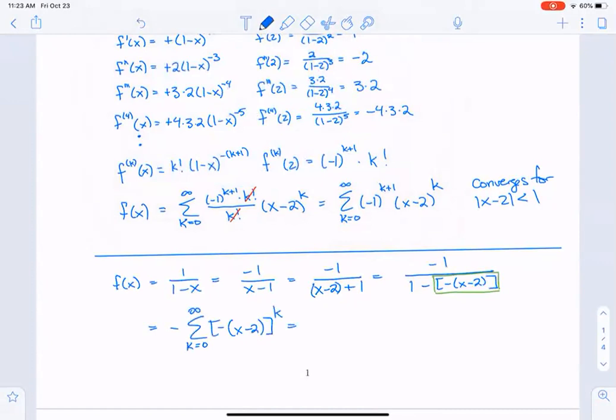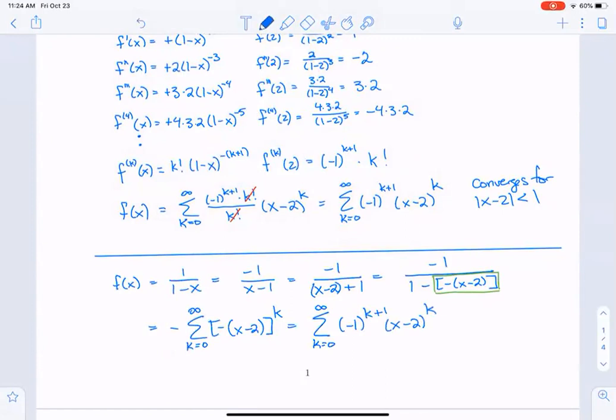Well, that is the sum from k equals 0 to infinity. I'm going to distribute out that k power, so I'm going to get -1 to the k, but I'm also going to use that negative sign right there. I'm going to put that in as well. So this is -1 to the k plus 1, and then it's x minus 2 to the k, and wow, that is the same series. That's the same series as the Taylor series that we saw.